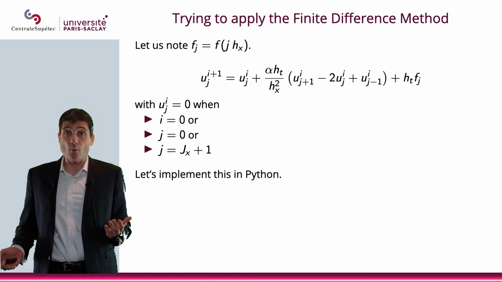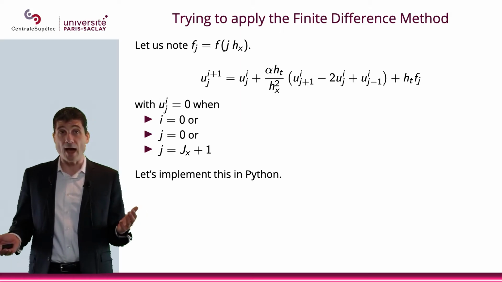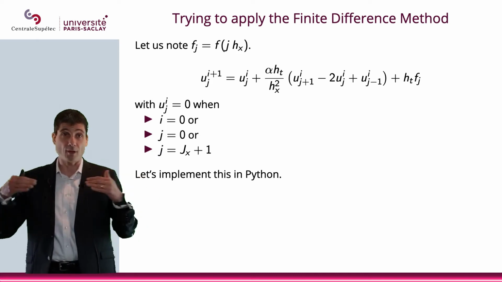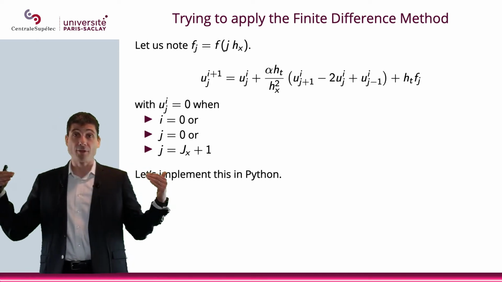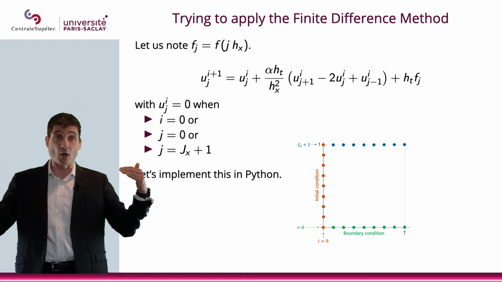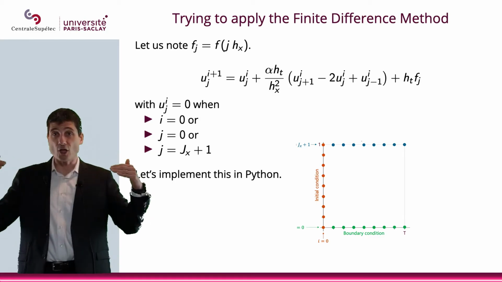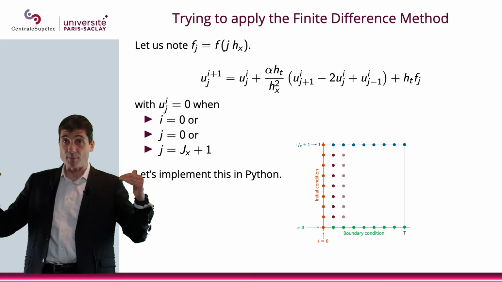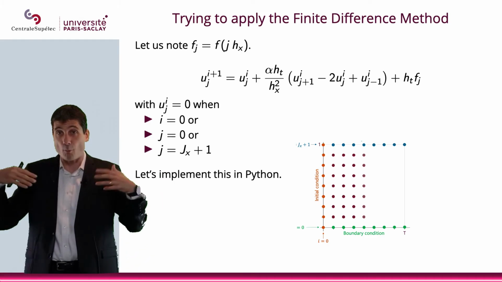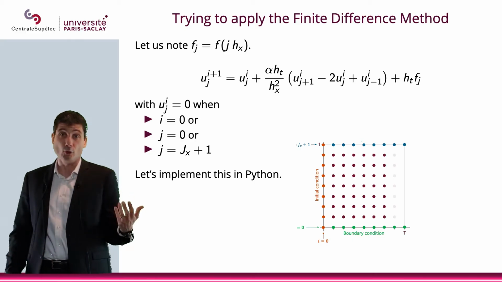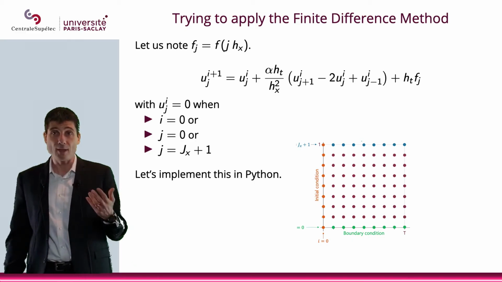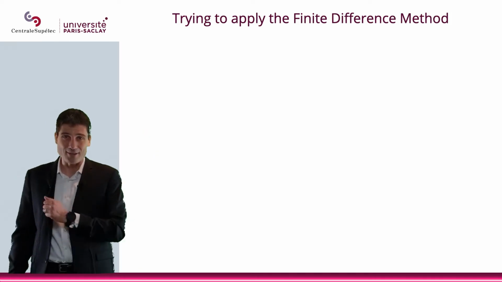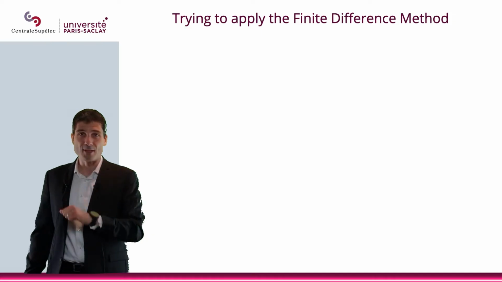We know how to compute u_j^i, provided that we start with a bunch of zeros. We know that we're going to start with u_j^i when i is equal to 0 being only zeros, and then, as I said, you can compute u1 and compute u2. So basically what you need to do is a loop. So we'll be able to do this in Python. Let's actually program this together.